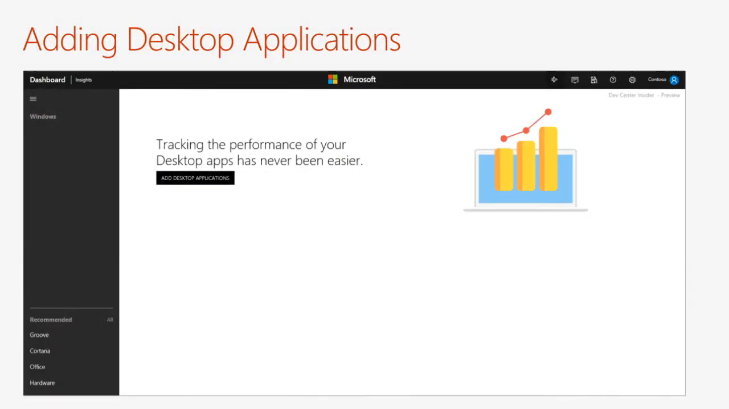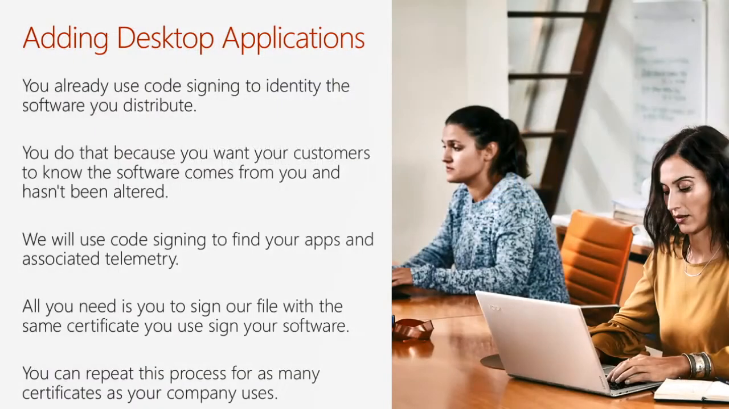So once you've done that, the next step is to add your one or more desktop applications. And so to do this, we're going to leverage code signing certs. So developers today are already using code signing to help identify their software for their customers. And so we'll use the same technique in order to provide that mapping between software that belongs to your organization and be able to correctly map the telemetry for those applications back in. So all you need to do is leverage the same code signing certs that you may be using already. And you can then repeat this process as many times if you have multiple code signing certs in use.